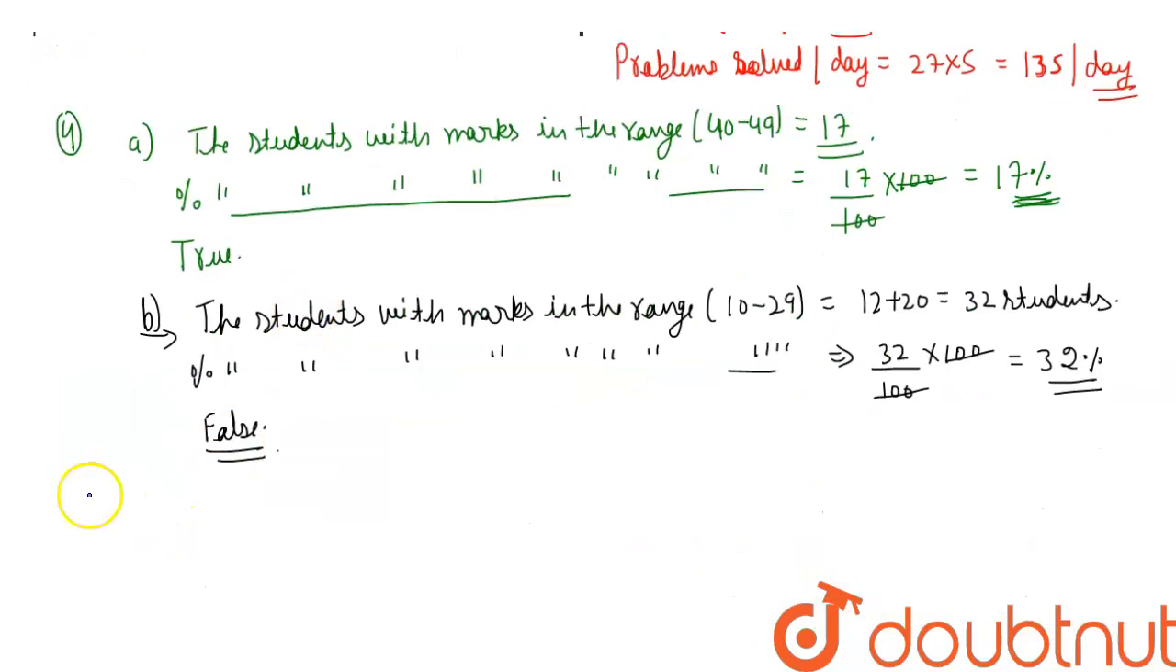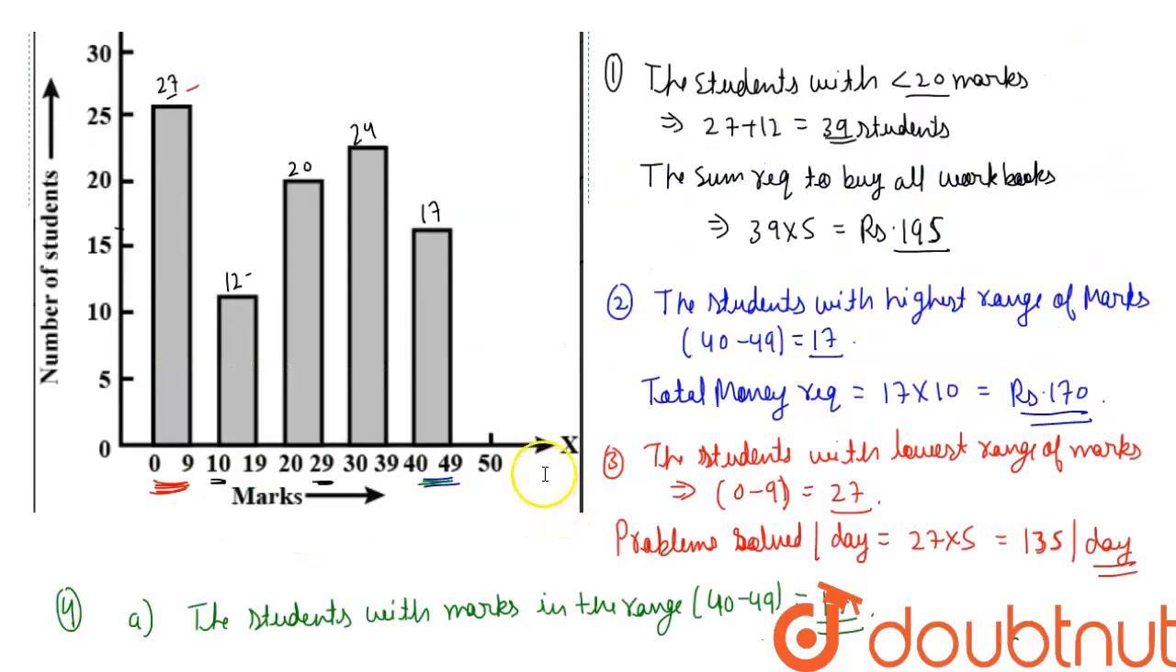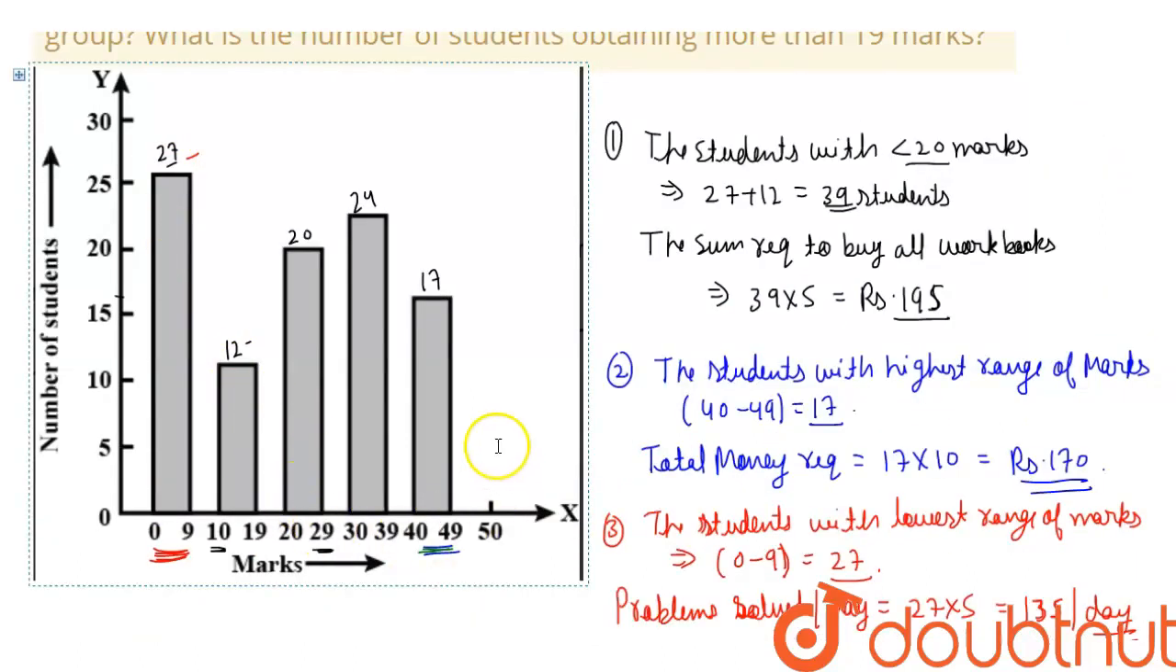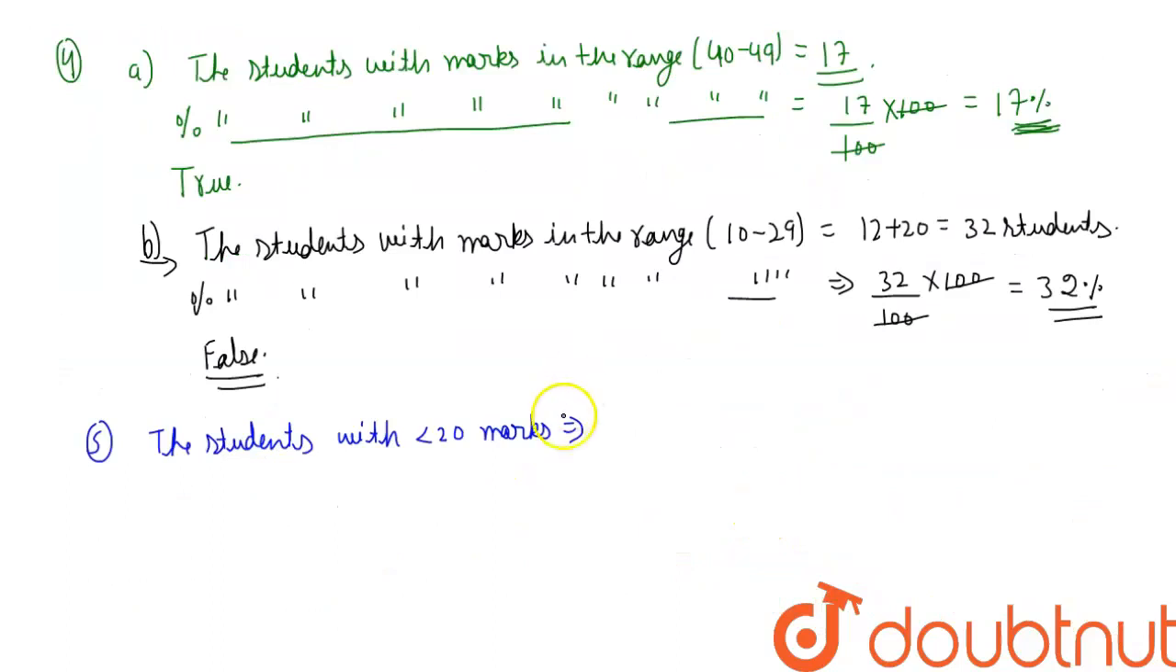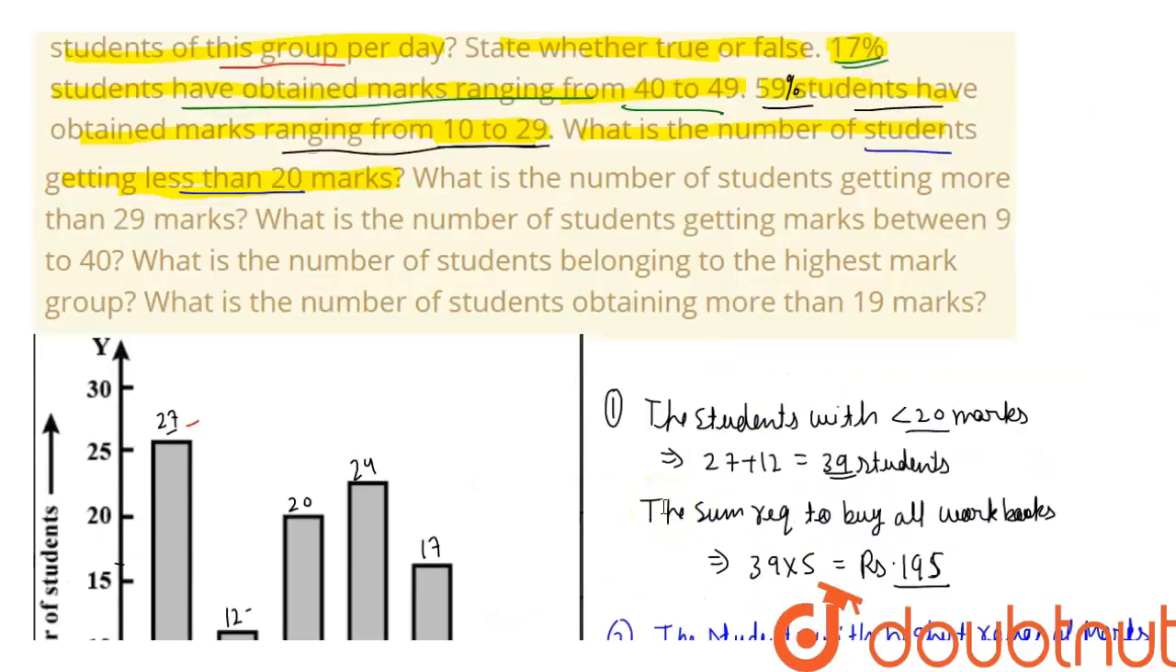So now in the fifth part, the students with marks less than 20. From this graph we have 27 plus 12, so there are a total of 27 plus 12 students. If we solve this, it would be 39. So there are a total of 39 such students who have got marks in this range. In the question they have asked us to calculate the number of students who have got marks less than 20.